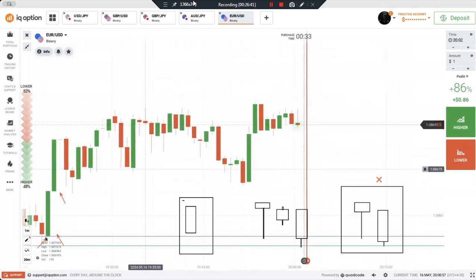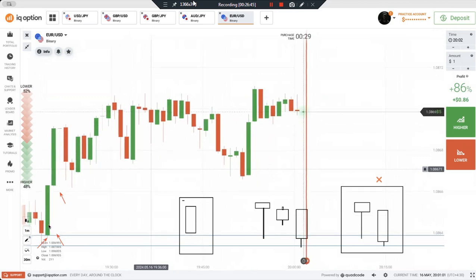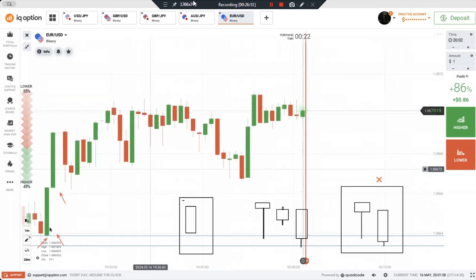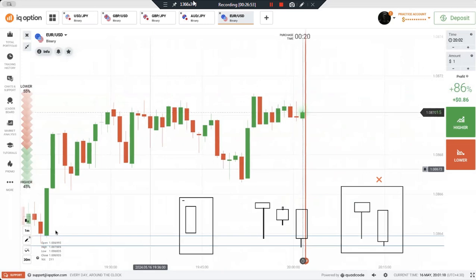So there is a wick here, the market touched here, and the bullish candle with the gap opened exactly at the level. So here it counts as a trade. You can easily place your trade here.